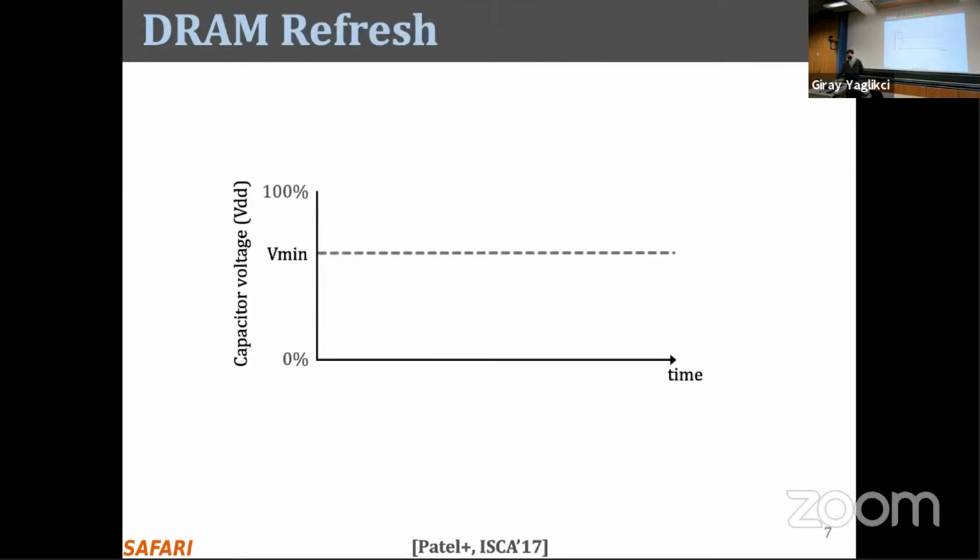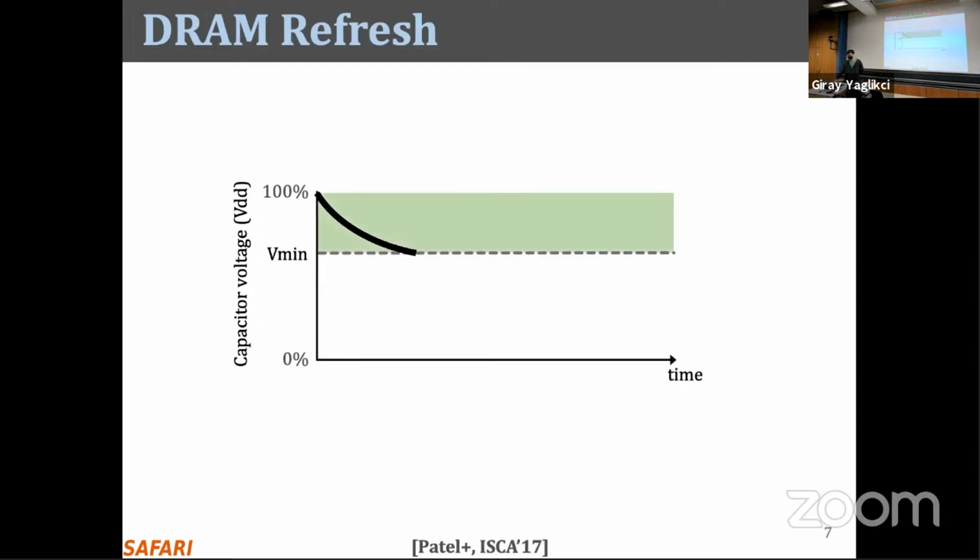And here's a simplified diagram of the capacitor voltage over time. You see that the voltage decreases over time in an exponential decay. This is when the cell is not accessed for a long time, right? So we don't activate the row that corresponds to this cell that we are looking at right now. There's a threshold Vmin under which we can no longer guarantee that we will correctly read the data that was originally stored in the DRAM cell.